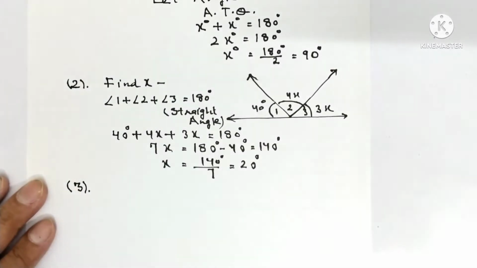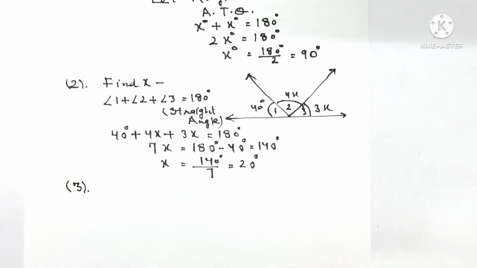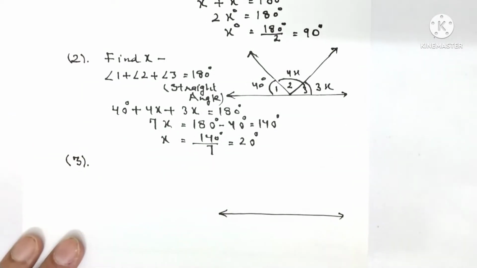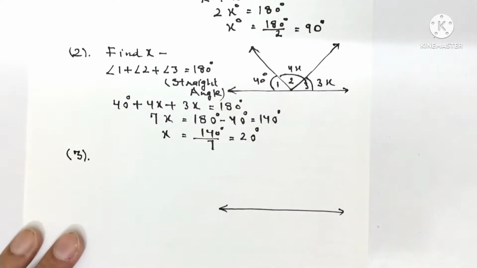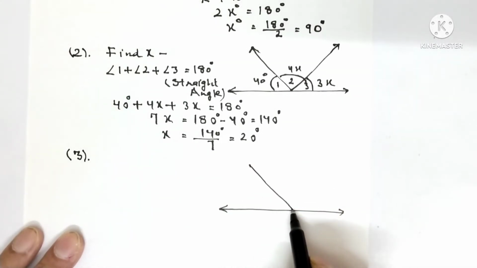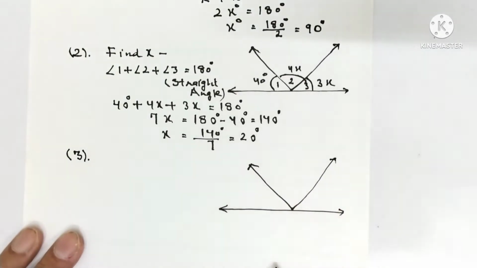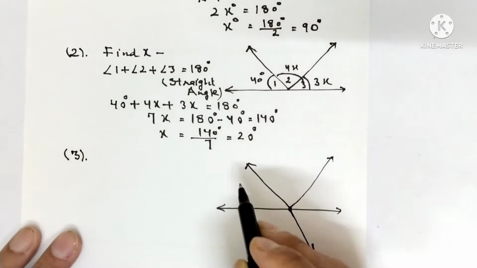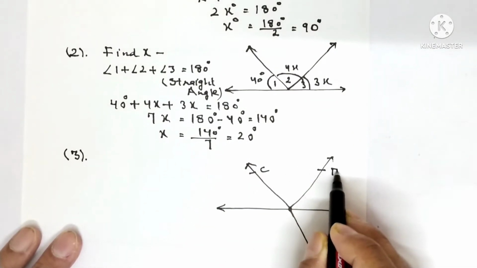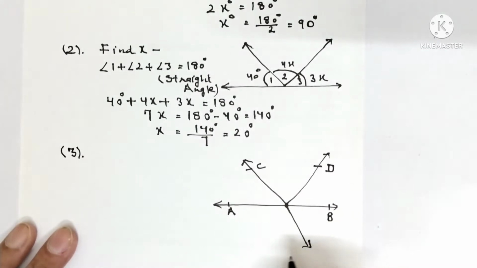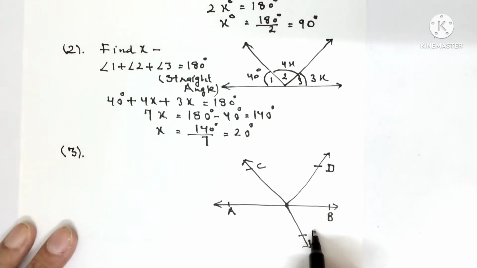Now we will do question number 3 of lines and angles. Here again one figure is given, and in this figure the angles which are drawn, this is one ray, another ray, then some another ray is also drawn to the bottom side. Here is written C, D, here is A point, here is B point, and this is E point.